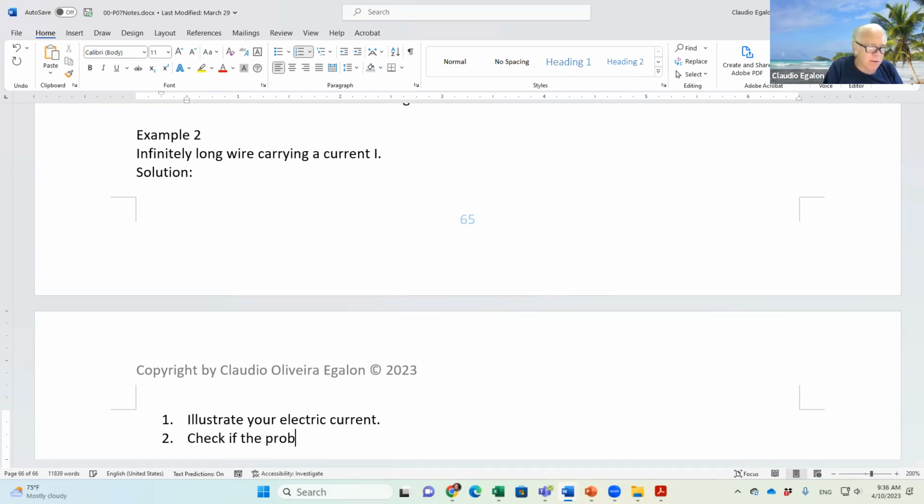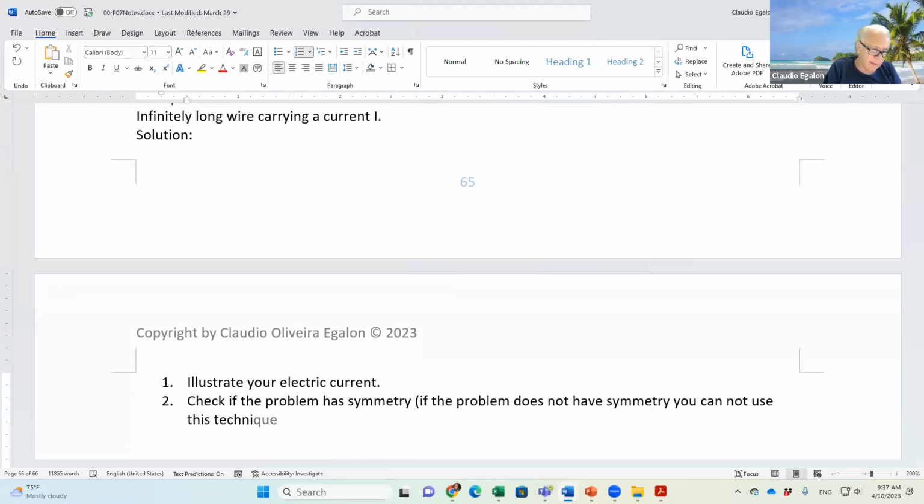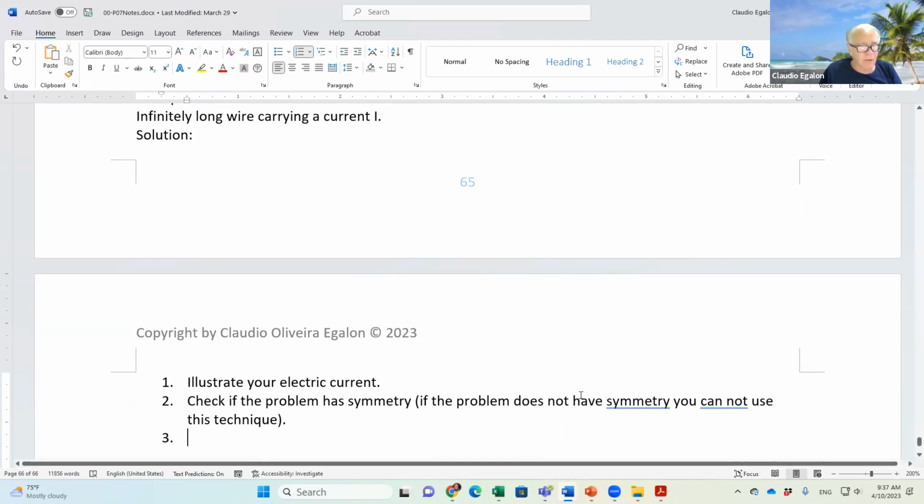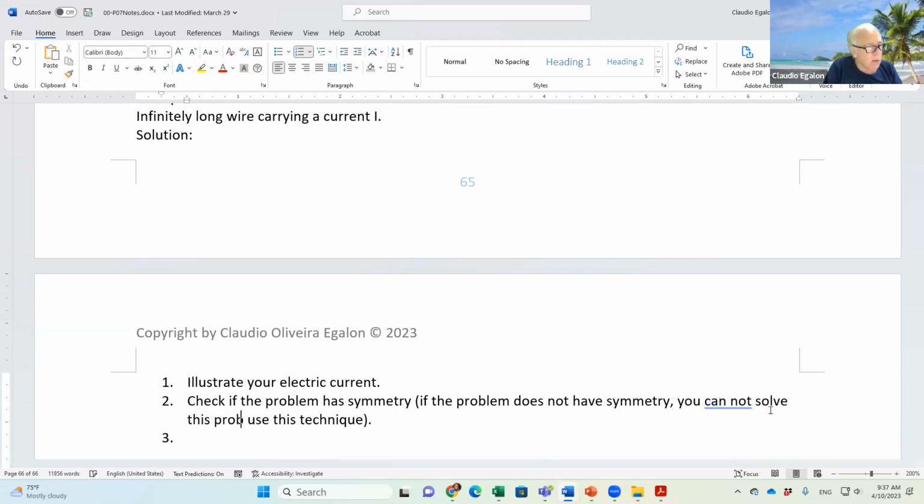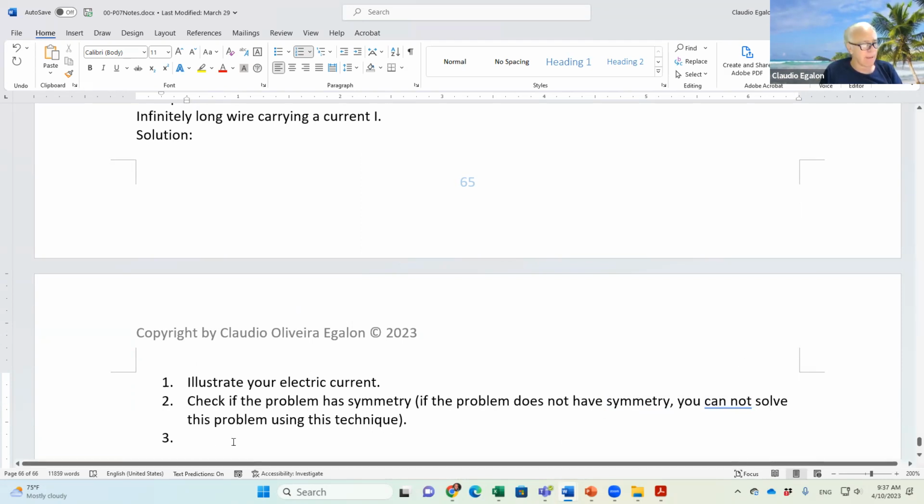Check, just like before, if the problem has symmetry. If it doesn't have symmetry, forget it. You cannot solve this problem using Ampere's law, using this technique. If the problem does not have symmetry, you cannot use this technique and you cannot solve the problem.